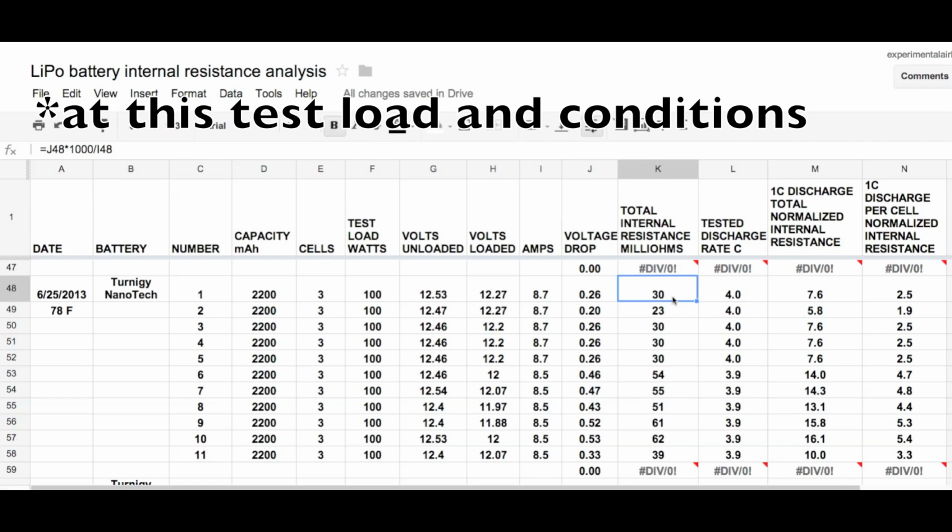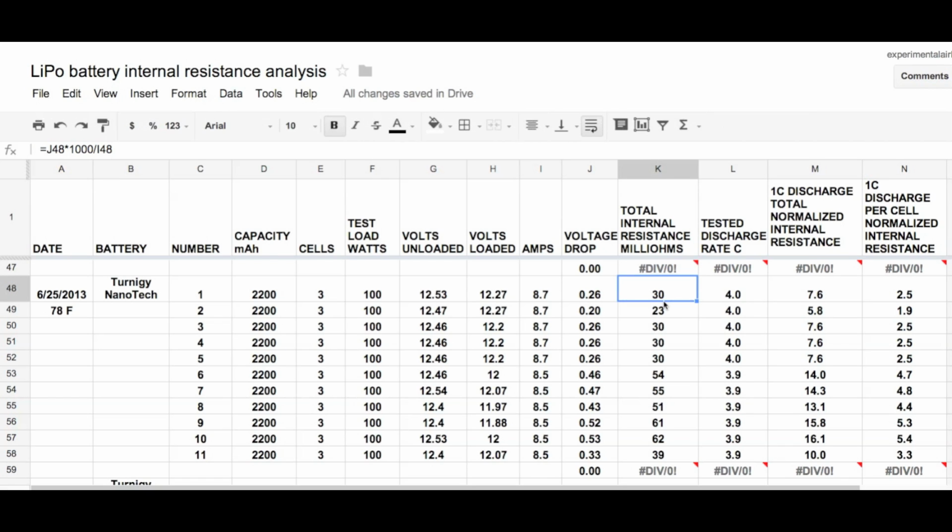This is within the acceptable range for my personal uses. Over 30 milliohms in total internal resistance for the three-cell pack, such as these in the 50s and 60s, tends to exceed my acceptable limits. These are batteries that get hot and puffy quickly. They don't deliver the power that is needed. And these, for my uses, are relegated to some other secondary purpose, such as FPV ground station.